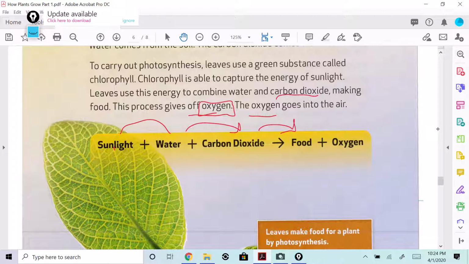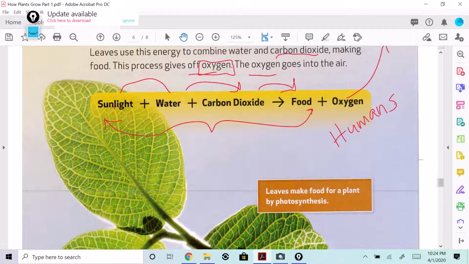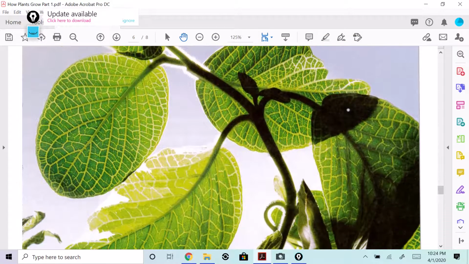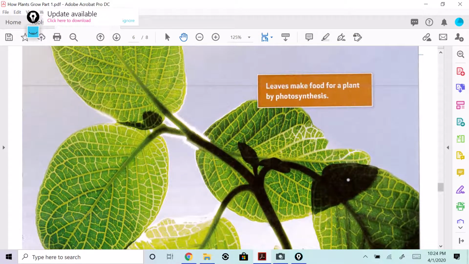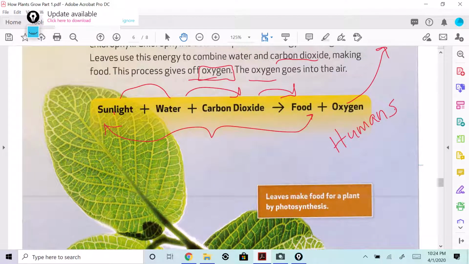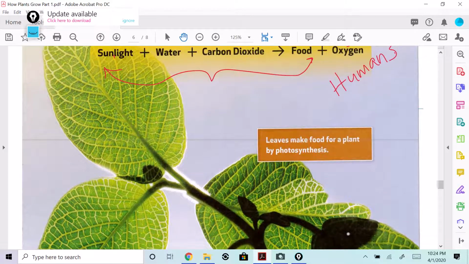And that whole process of making food for the plants, right? The trees and the plants, gives off oxygen. Why is that so important to humans? Because humans need what to breathe? Grace? Oxygen. Very good. Leaves make food for a plant by photosynthesis. Man, look at that beautiful picture. So think about how important the leaves are to a plant. Think about that. And think about how important plants are to human beings, right? And how important we are to them, really.